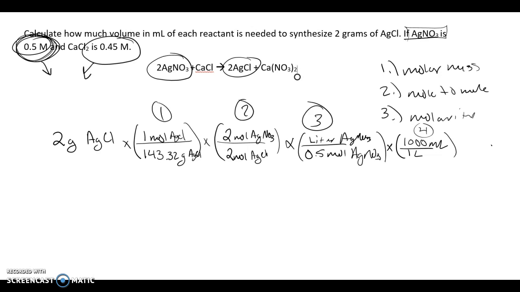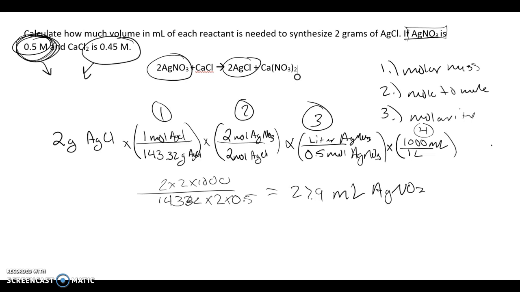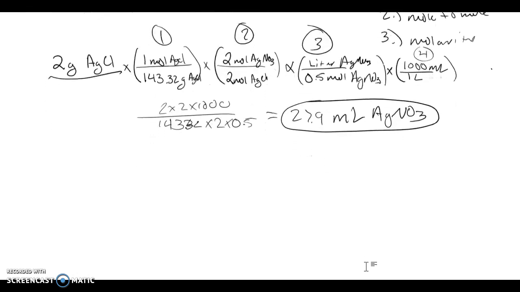Okay, so from here, you multiply straight across. So you have 2 times 2 times 1,000, and multiply straight from the bottom, 143.32 times 2 times 0.5, and you should get 27.9 milliliters of AgNO3. So that's how many you're going to need to react to create 2 grams of AgCl. All right, so that was the first step.